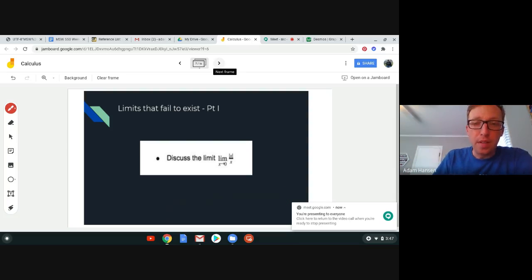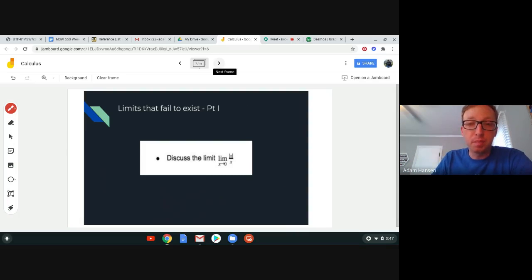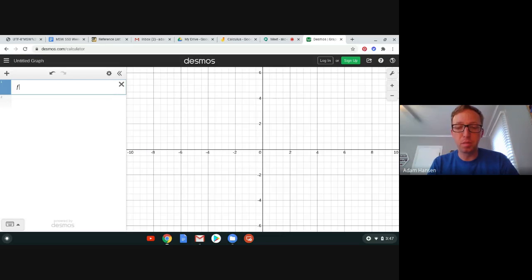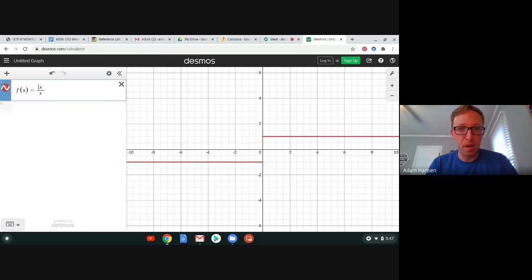Okay, now we have a different limit to discuss. Identify the limit as x approaches 0 of the absolute value of x divided by x. Let's go ahead and do the same thing. We'll put this into Desmos. What is the limit of the absolute value of x divided by x as x approaches 0?